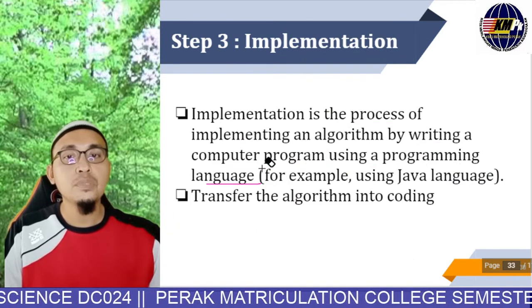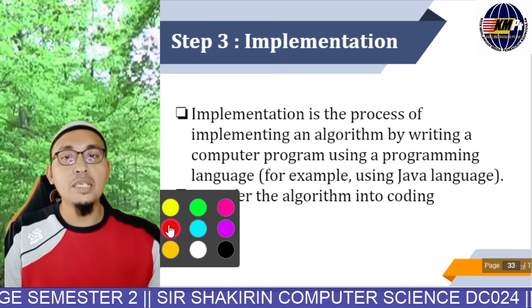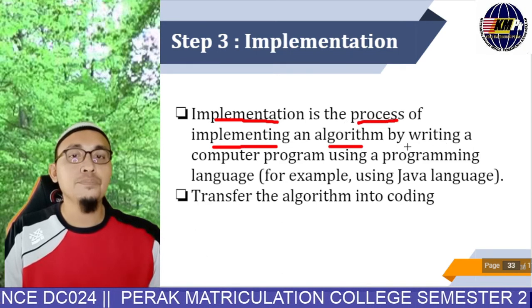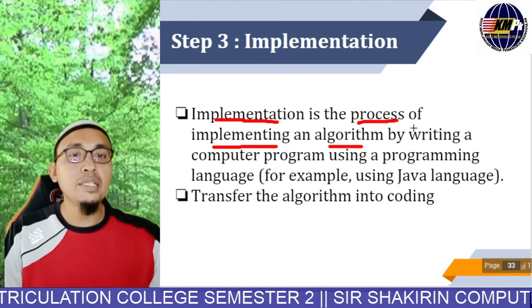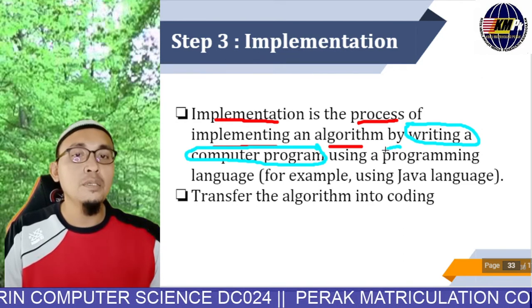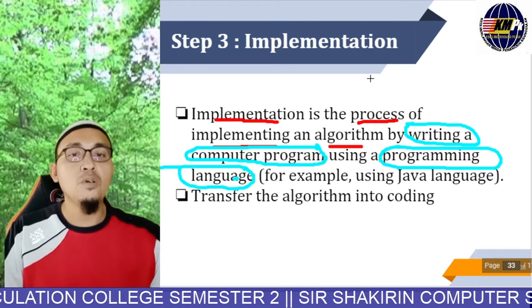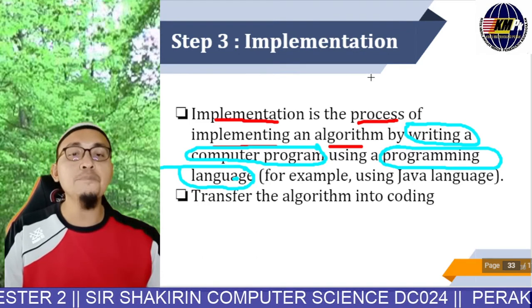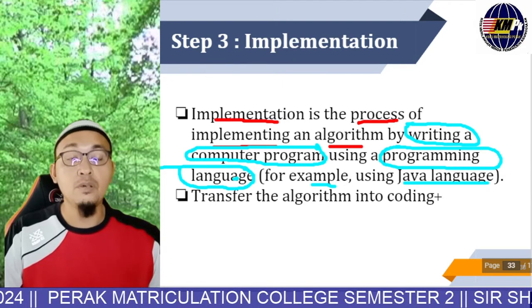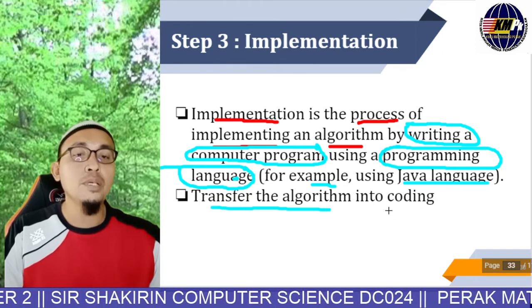Step number 3 in problem solving in computer programming is implementation. What is actually implementation? Implementation is the process of implementing an algorithm by writing a computer program using a programming language. The keyword here is implementation, the phase or stage where the computer programmer writes a computer program using a programming language, for example, using Java language or others. And it's also the step where we convert or transfer the algorithm into coding.